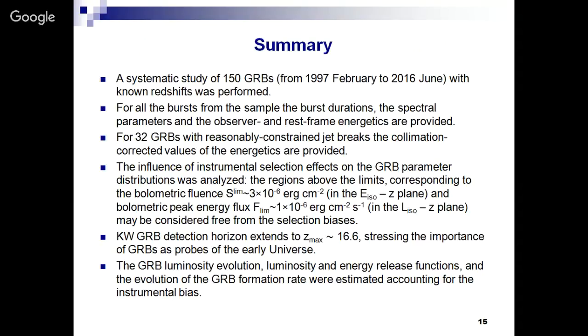We performed a systematic study of 150 gamma ray bursts with known redshifts, and for all bursts from the sample we calculated the durations, the spectral parameters, and the observer and rest frame energetics. For 32 gamma ray bursts, we calculated the collimation corrected energetics. We estimated the influence of instrumental selection effects on the gamma ray burst parameter distributions. We calculated the gamma ray burst detection horizon, and we can see that a burst from the end of the cosmological dark ages could trigger the Konus-Wind detectors, and we estimated the luminosity and energy release evolution, the luminosity and energy release function, and the gamma ray burst formation rate, and compared it to the star formation rate.